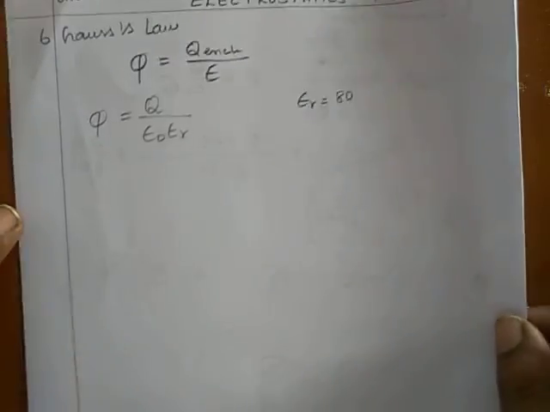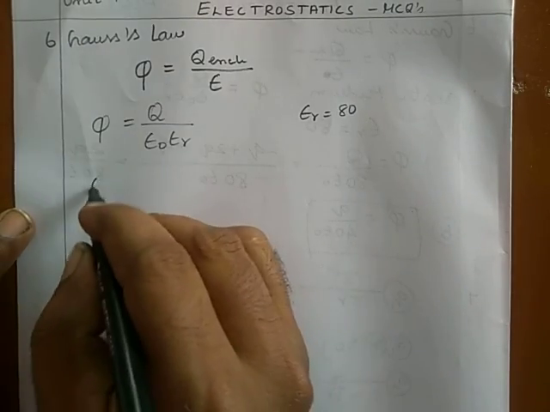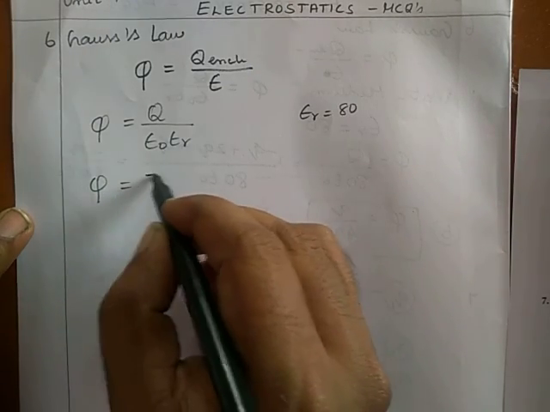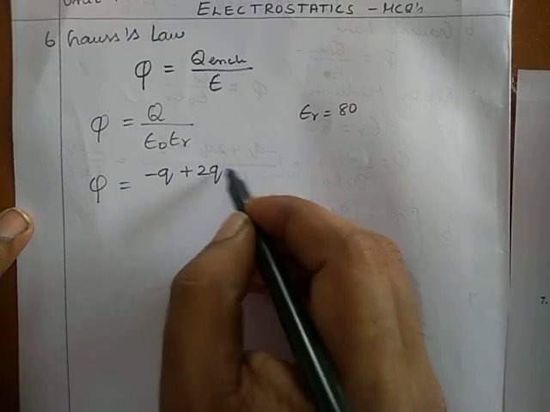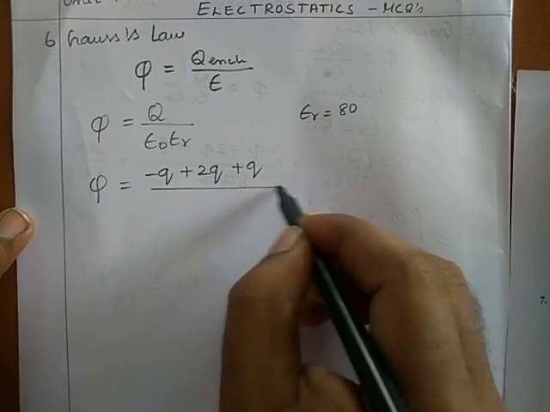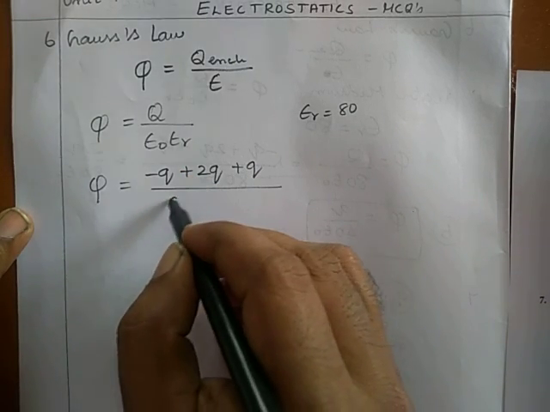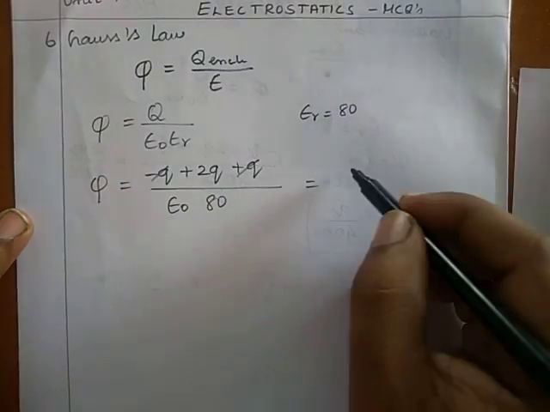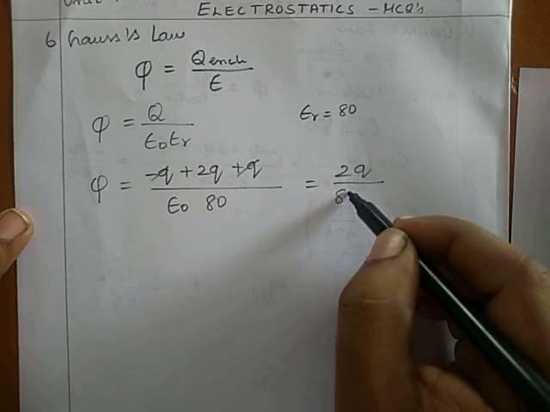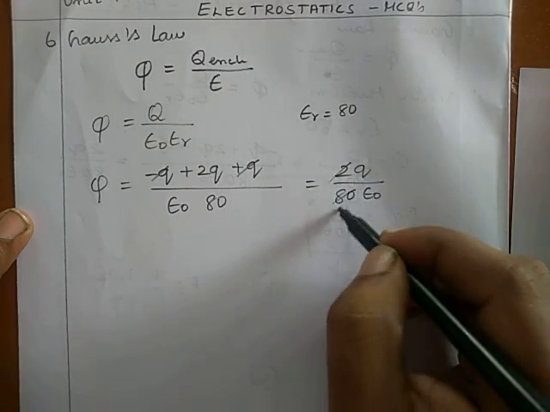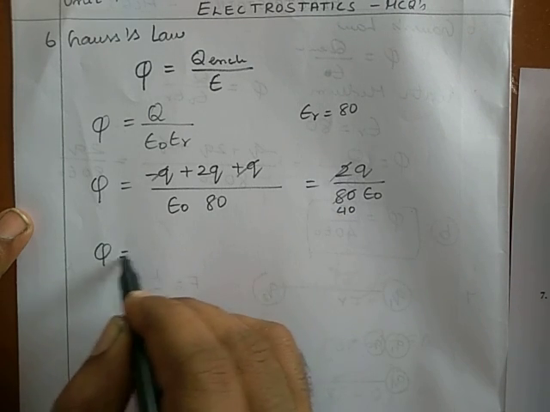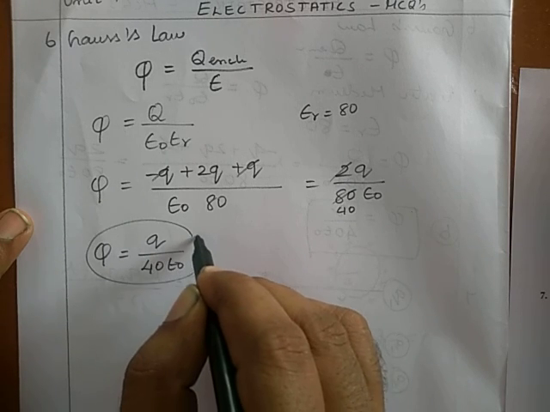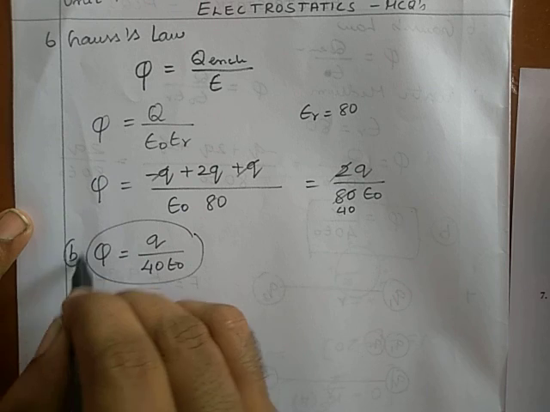Then Q is the amount of charge present inside the closed surface. Here we know the charges are minus Q, plus 2Q, and plus Q. Here I am applying the additive nature of charge. Then epsilon r becomes 80. After solving this we get 2Q by 80 epsilon naught, which after solving gives 40. Then flux phi is equal to Q by 40 epsilon naught. This is the answer for question number 6. So option B is correct.